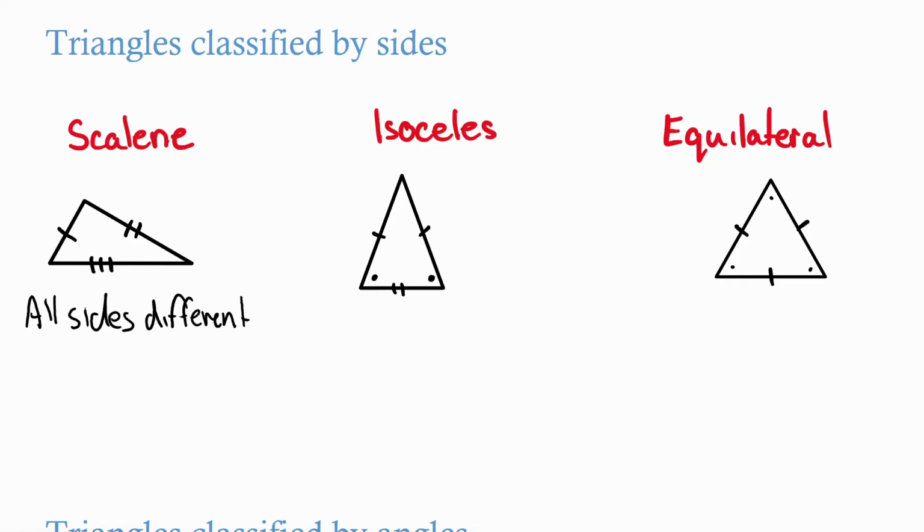The next type of triangle we have is what we call an isosceles triangle. Now this has two equal sides and two equal angles.